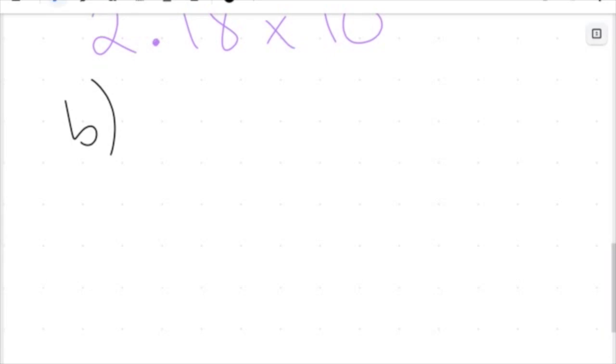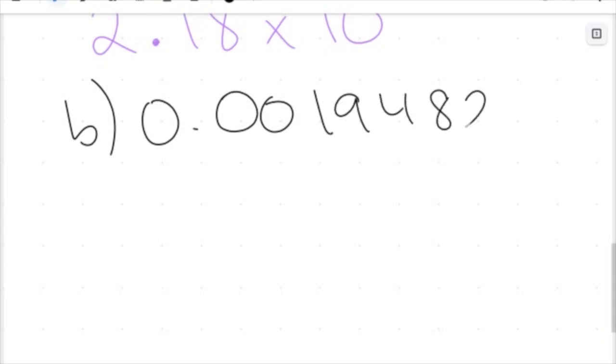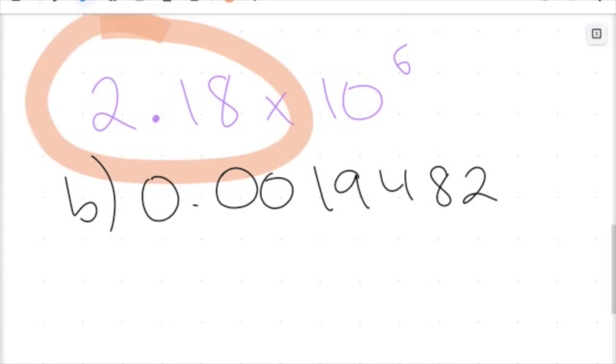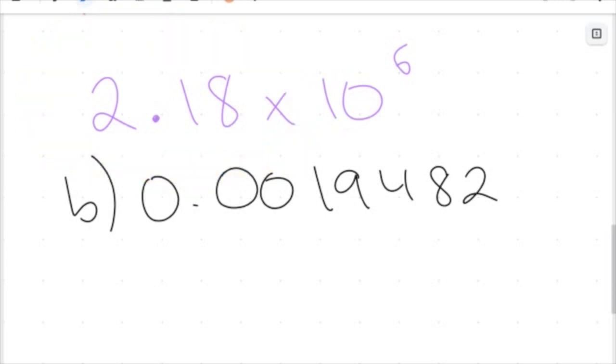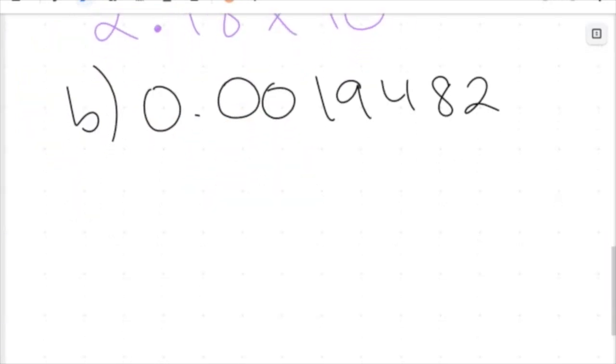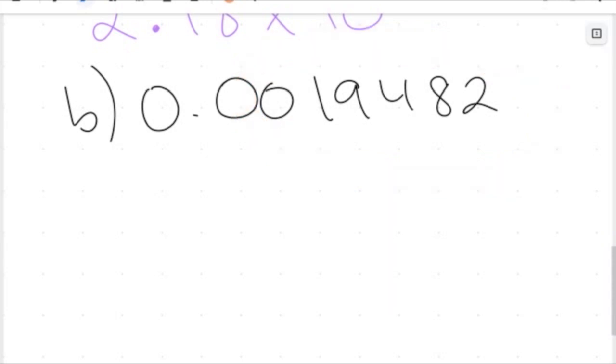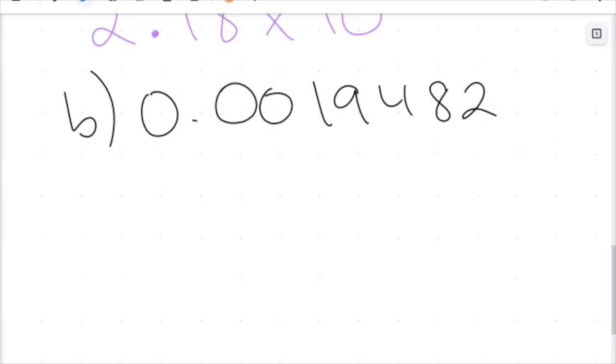So let's try example B here. We have 0.00194882, and I want to write this in scientific notation. Now, if you remember, I've said this before, for scientific notation, this number has to be between 1 and 10. So we want to get this decimal point to a number somewhere between here. We want to move its location so that we're making a number between 1 and 10.